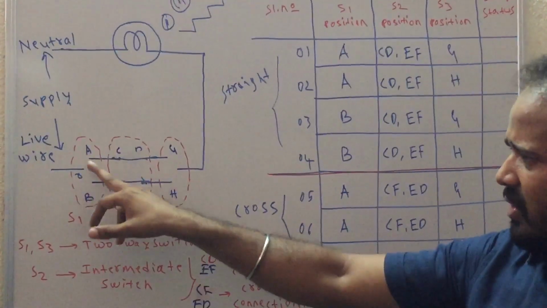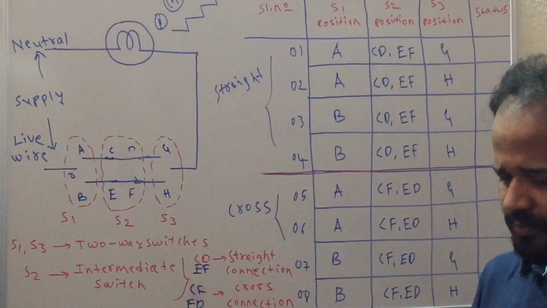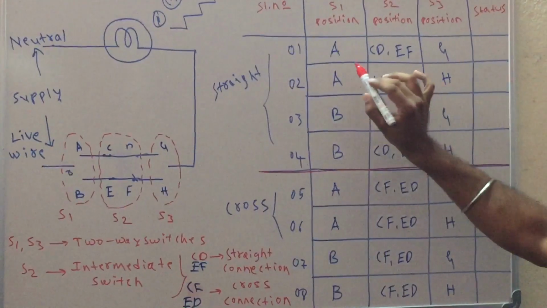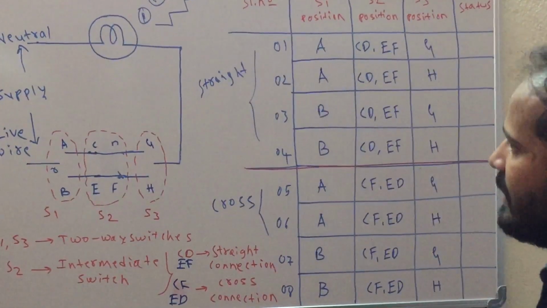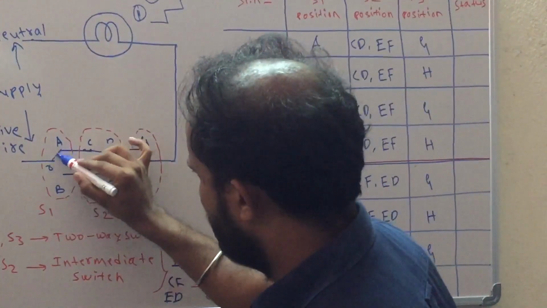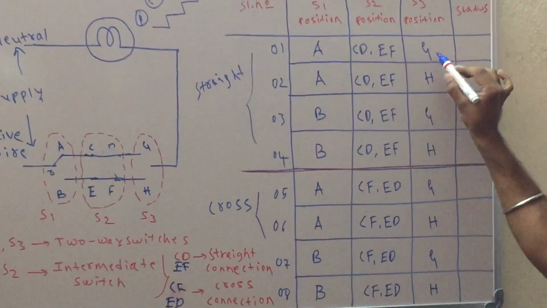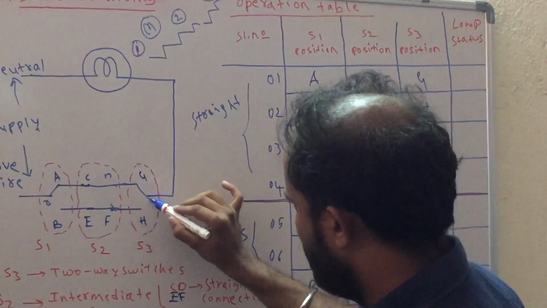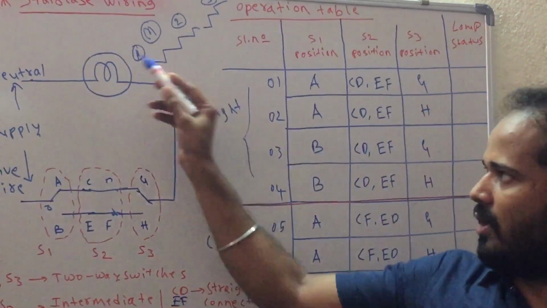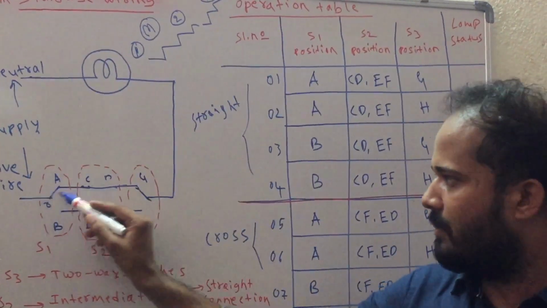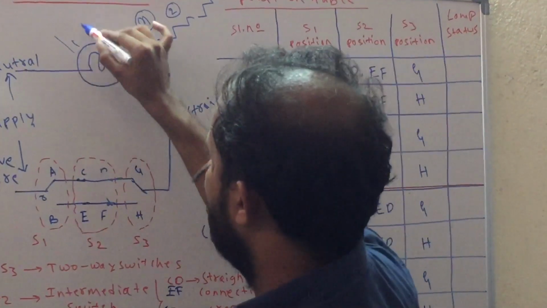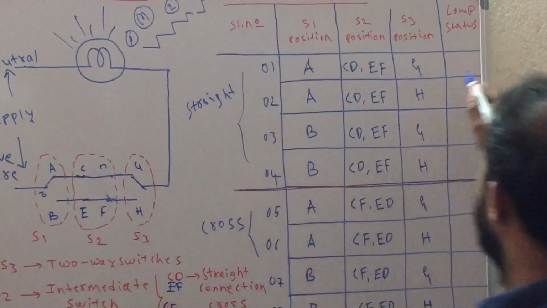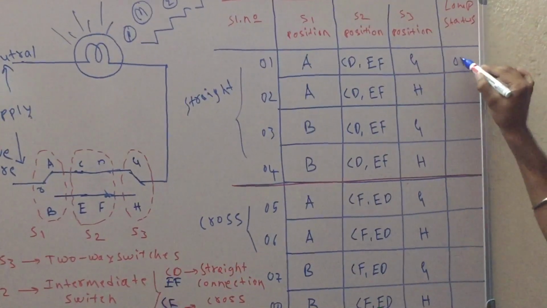Now we will concentrate only on the position of S1 and S3. So for the first case, if you see, the switch S1 is in position A. S1 we will connect it to A. S3 is connected to G. Here you can see. So now if you observe the diagram carefully, it makes a closed path. If it is a closed path, automatically the bulb will glow. So in the first case, it is on.